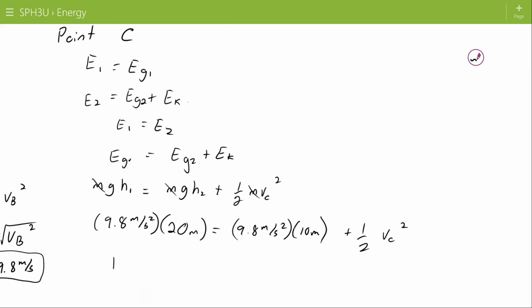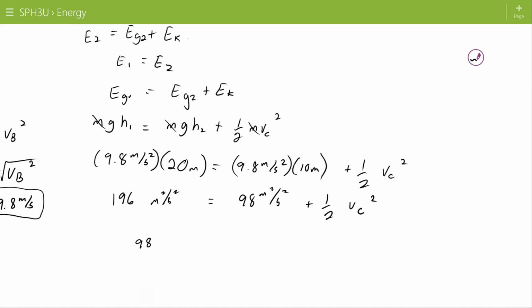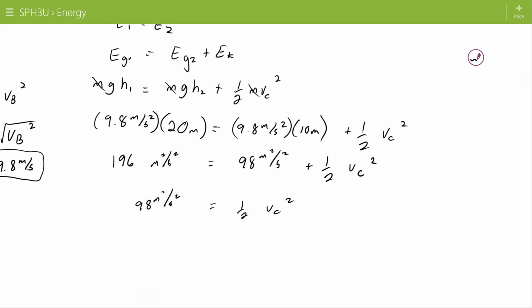So 20 times 9.8 is 196 meters squared per second squared. On this side I have 98 meters squared per second squared, and I got 1/2 times VC squared. Bring the 98 over, that'll make 98 meters squared per second squared equals 1/2 VC squared. And then multiplying both sides by 2, and then square rooting. And the square root of 196, I think it's 14. Yeah, 14 meters per second. So that'll be my speed at C.